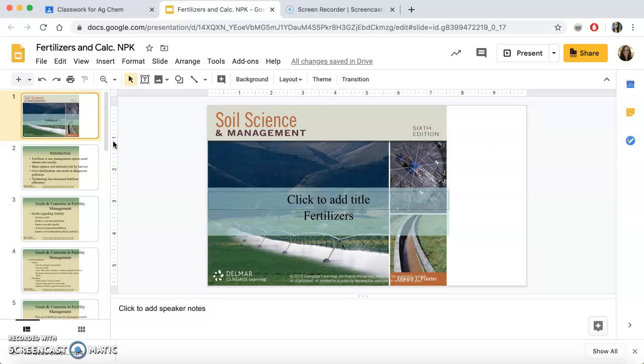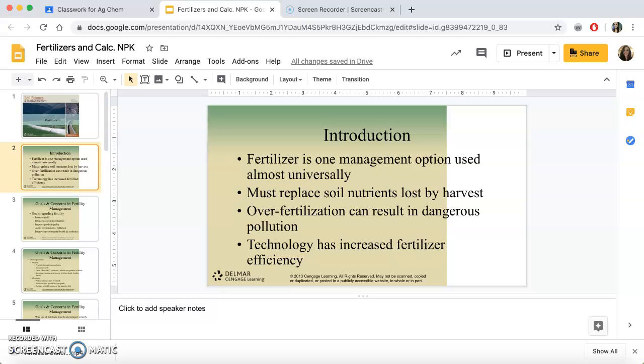So first, what's the purpose of talking about this? In agriculture, we use fertilizer pretty universally. And when we till, or if we harvest, or maybe we have a certain soil type, there are certain nutrients that can get lost. We want to replenish those nutrients and provide the adequate amount of nutrients for our plants by using fertilizer. Now, if we use too much, that can cause some dangerous pollution, but we're lucky that we have technology that's increased the efficiency of our fertilizer.